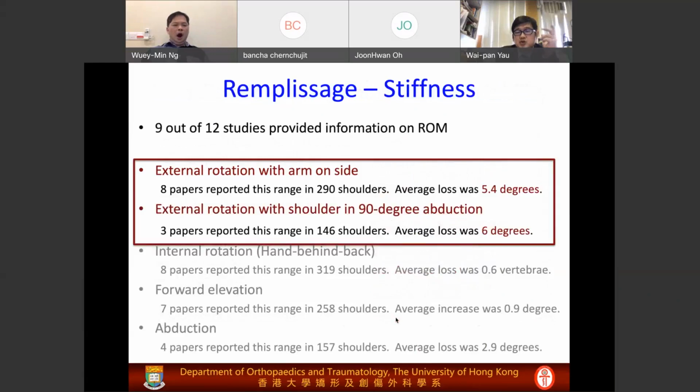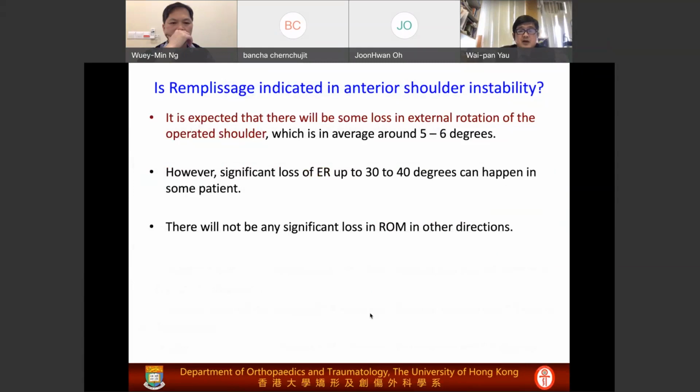But despite this good result in terms of the control of recurrent dislocation, there is some downside about the remplissage procedure, which is stiffness. After the remplissage procedure, a majority of patients will experience some loss of external rotation, which is around 5 degrees on average. And in some extreme cases, there can be quite a lot, which is uncommon. There is significant loss in one of the two papers reported, which can be up to 30 to 40 degrees. But the main limitation of the remplissage is the external rotation. It seems not to affect the forward flexion, the abduction, or the internal rotation much.